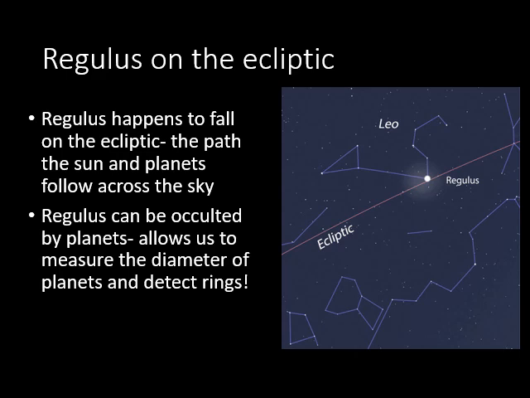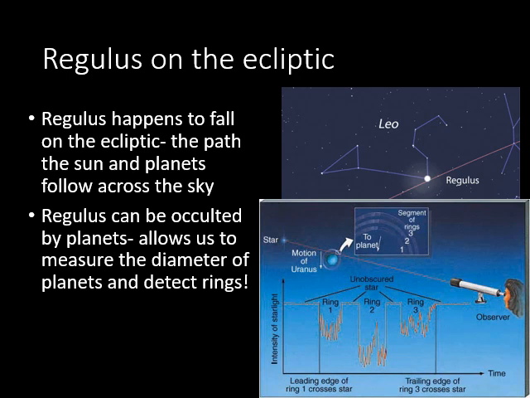If we have a planet that's crossing in front of Regulus, we can watch it move in front of the star and use its motion and the time it takes to move in front of the star to get a sense of how large the planet is. That's actually how we have measured the diameter of many of our gas giant planets out at the edges of the solar system. We've watched them occult stars and we can get a sense of how wide they are. Now, if a planet has rings, as all of our gas giant planets do, we can even detect rings around a planet. And I'll show you a quick diagram that shows how we do that.